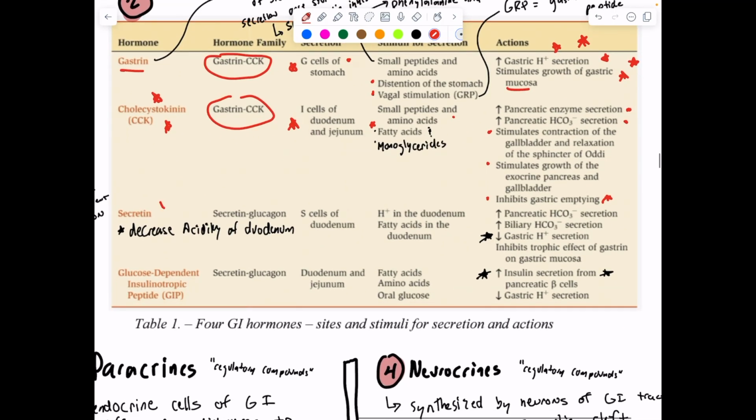All right, then we have secretin. And secretin is all about decreasing the acidity of the duodenum to keep our ulcers from forming. This is going to increase pancreatic bicarbonate secretion. Right? Bicarbonate is basic, so it would neutralize acid in the duodenum.